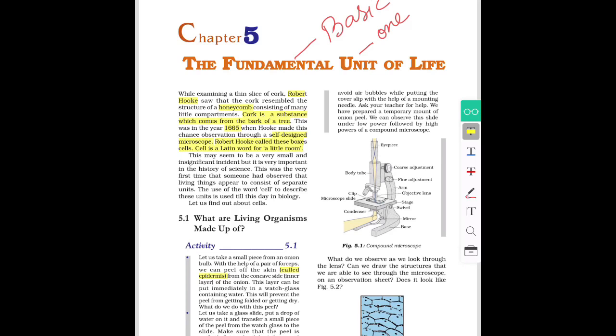Make sure that the peel is perfectly flat on the slide. A thin camel hair paintbrush might be necessary to help transfer the peel. Now we put a drop of iodine solution on this piece followed by a cover slip.